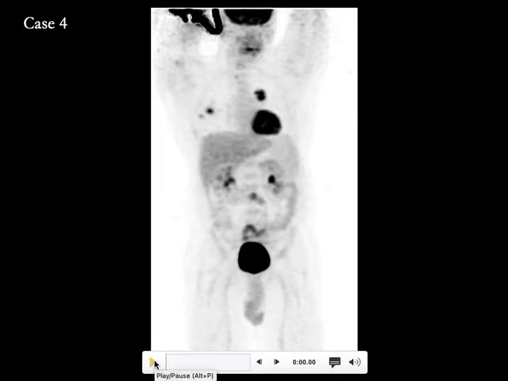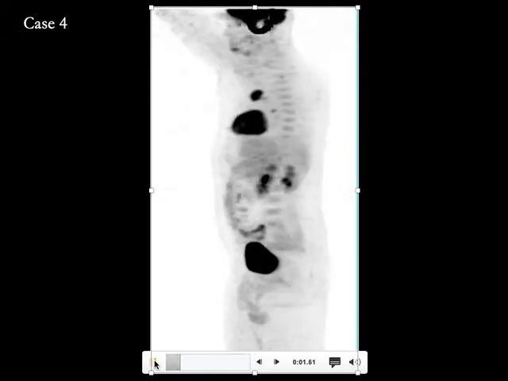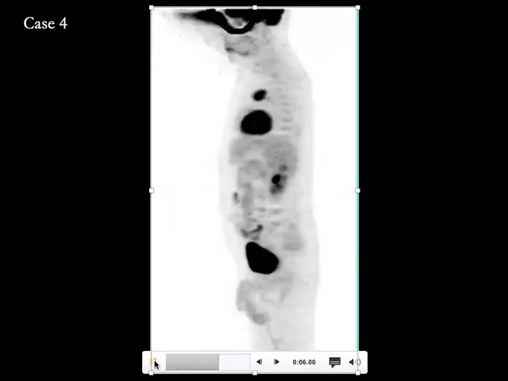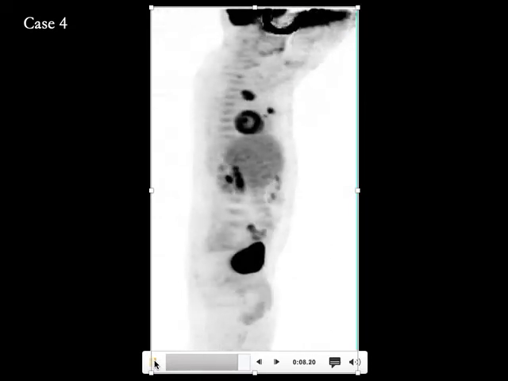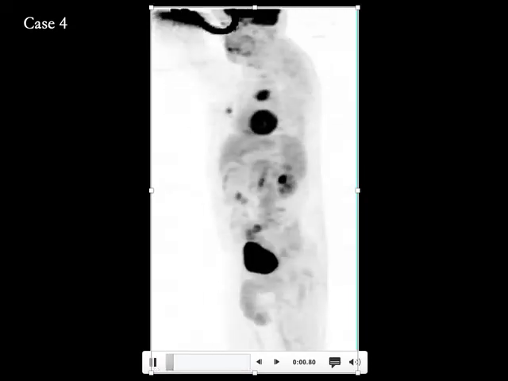Patient with lung cancer, case number 4. Here we see primary in the left upper lobe. There is a large focus of intense hypermetabolism, and there are 2 other foci on the right side of the chest.